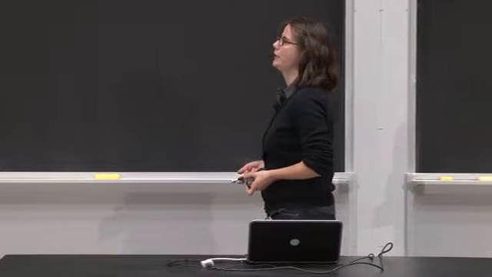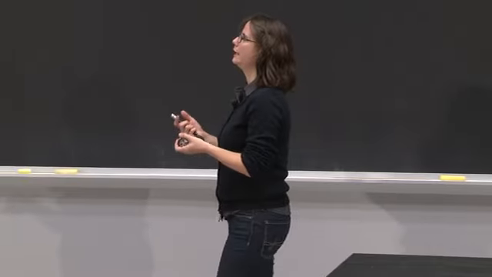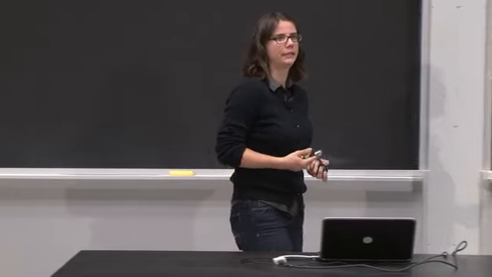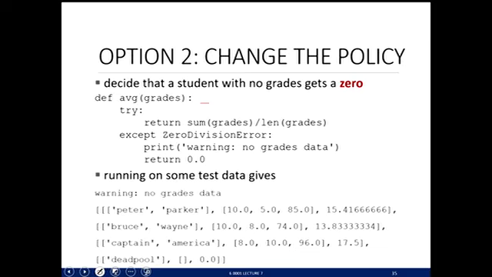The other option is to actually change the policy. So this is where you replace the data with some sort of default value. And if you do something like this, then this should be documented inside the function. So when you write the docstring for the function, you would say if the list is empty, then it'll return a 0.